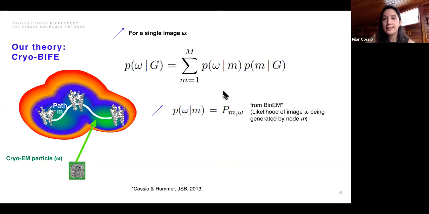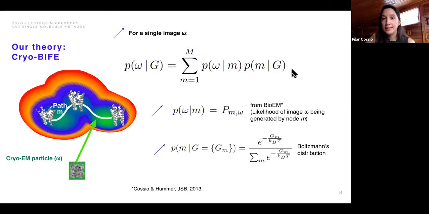And what this does is it calculates the likelihood of a single particle image being generated by one of these models along the path. Then the probability of that model given a free energy is simply given by statistical mechanics, by Boltzmann's distribution. So these are the two important factors. First, the likelihood of that image being generated by a conformation along the path, and second, the probability of that conformation given a free energy.